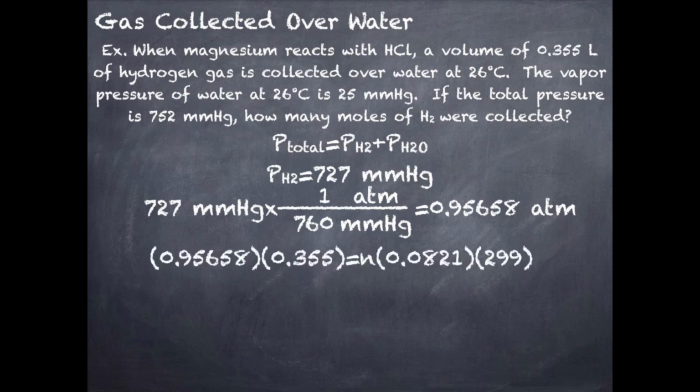Now I can plug that into my PV equals nRT, my ideal gas law. My pressure is 0.9566. I know my volume is 0.355. That equals, well, I'm solving for my number of moles, times my R, times my temperature. Remember, temperature has to be in Kelvin, so I'm going to add 26 degrees Celsius plus 273, and that gives me 299. So when I solve for my number of moles, I get 0.0138 moles.